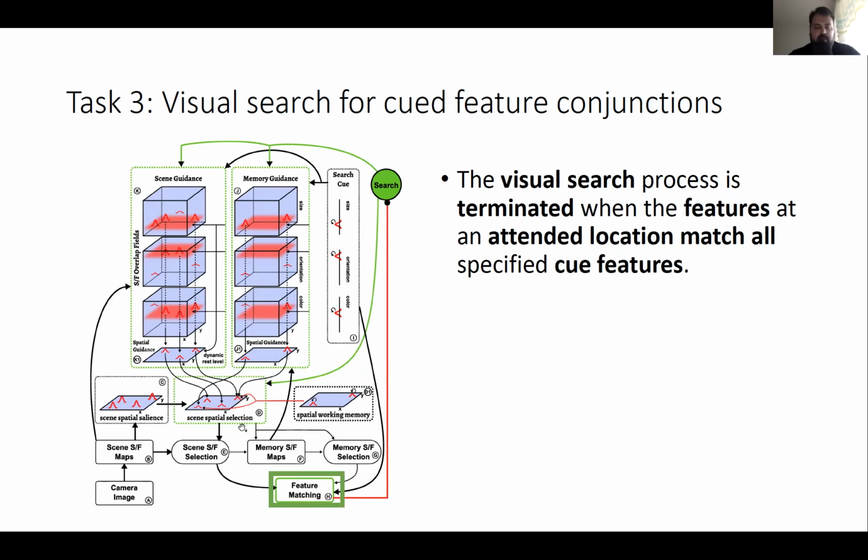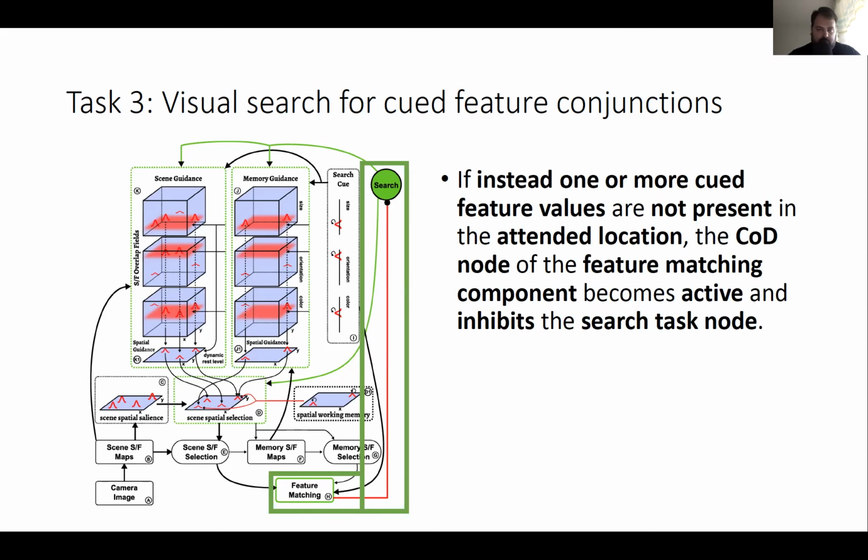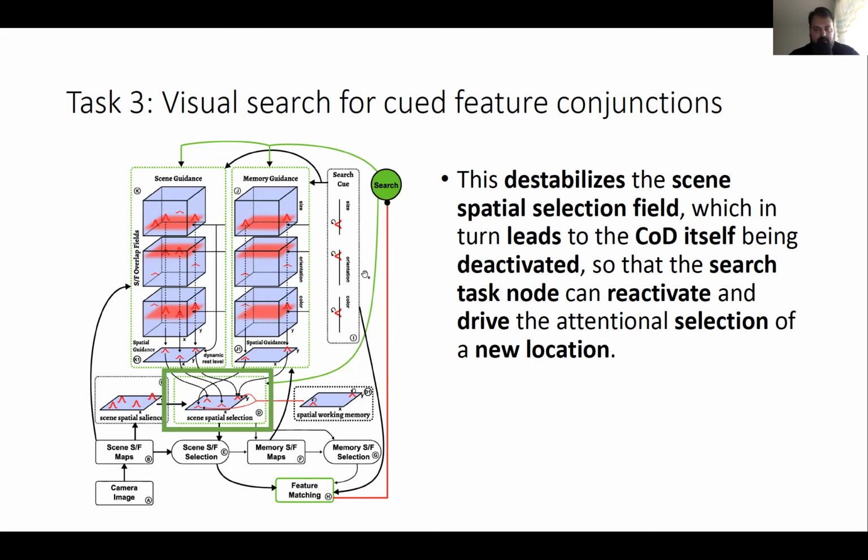If all features at the attended location match, the conditional selection will get activated, and this will signal task completion. If instead one or more cued feature values are not present at a location, the condition of dissatisfaction node of the feature matching component becomes active and inhibits the search task node, and then this will destabilize the scene space selection field, but also release the inhibition of the search node, and then a new cycle of attention selection will occur.